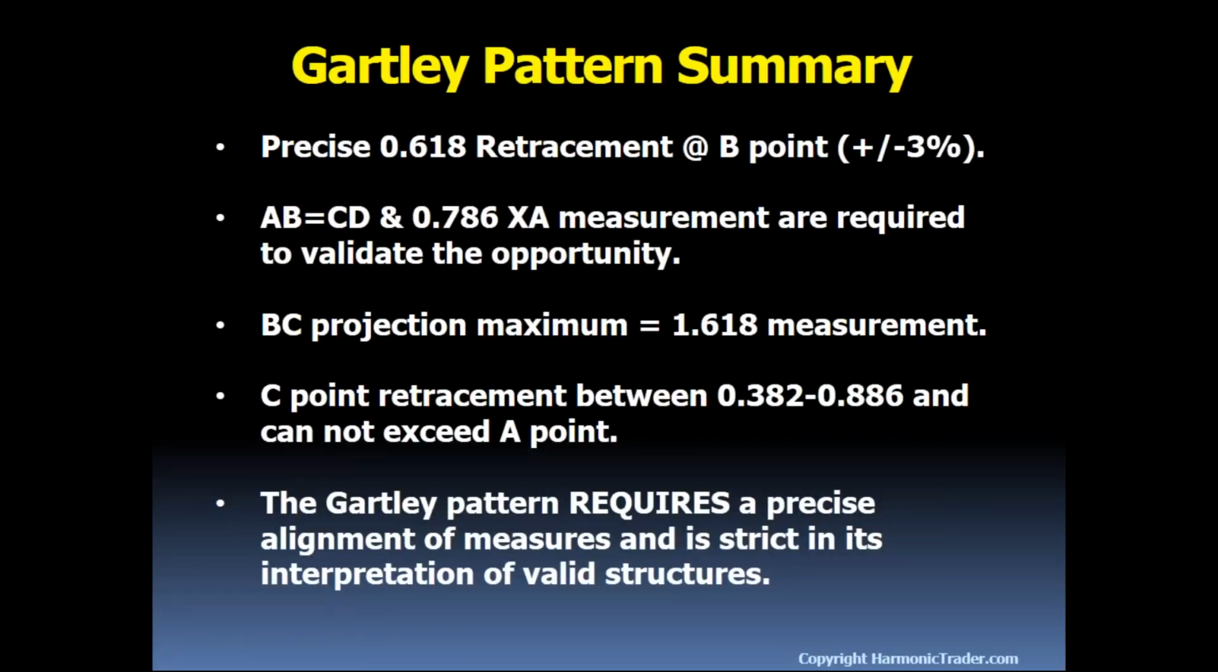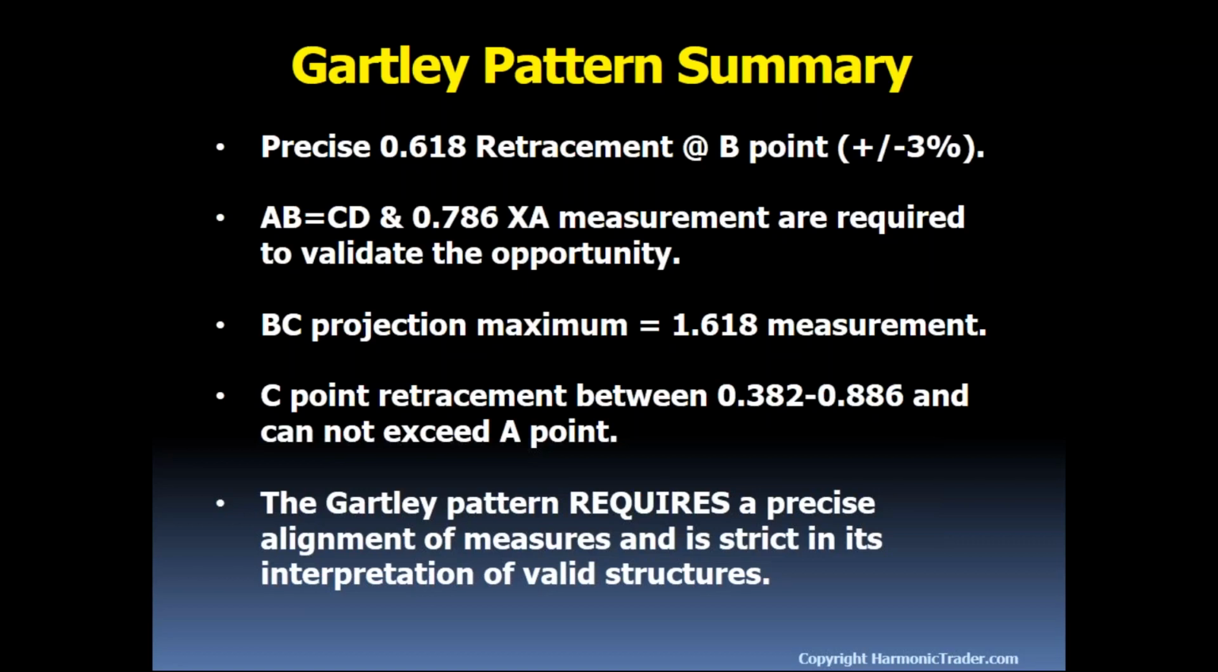Gartley pattern summary. Now again, the Gartley pattern is a distinct MW formation, but it's primarily defined and distinguished by that B point at a 618 plus minus 3%. But as we look at the other patterns, we'll see that this is a much tighter configuration. The AB equals CD and the 786 XA measurement are required to validate the opportunity. Critical, both of those numbers have to be tested. And we utilize the BC projection maximum.